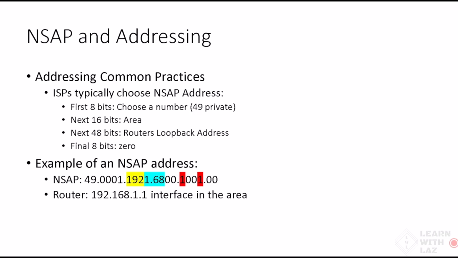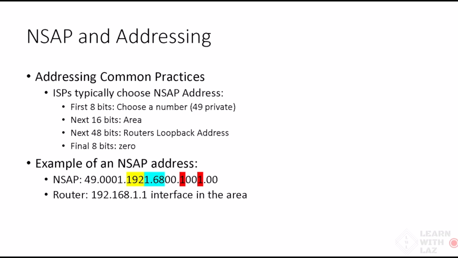So the NSAP address, the first 8 bits of the address, and keep this in mind, these are hexadecimal numbers. I'm going to prove it to you in the next slide. When we type an NSAP address, the first 8 bits, normally you can choose whatever number you want, but normally 49 means it's private, so we usually put 49.